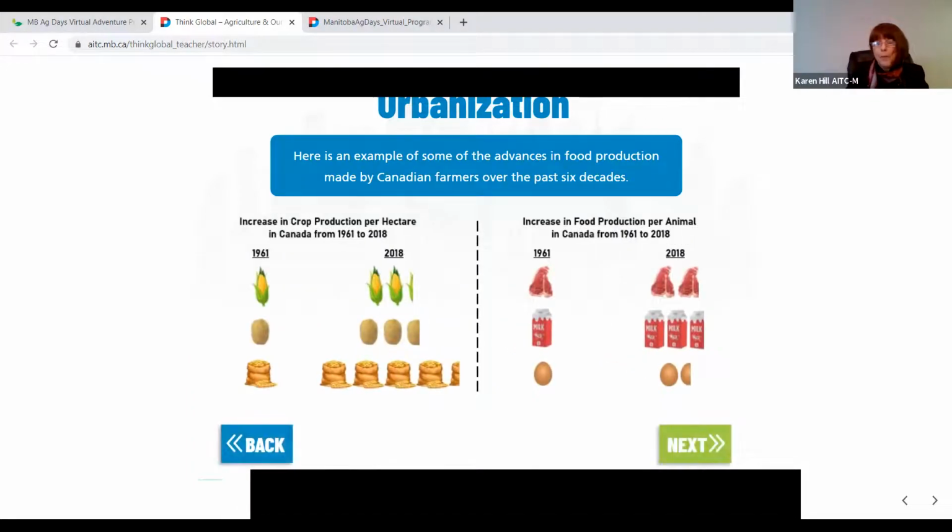So we've taken an example from Canada and looked at what's happened over the last 6 decades to the amount of these crops or animal products that we can get from each hectare for the crops or each animal for the animals.